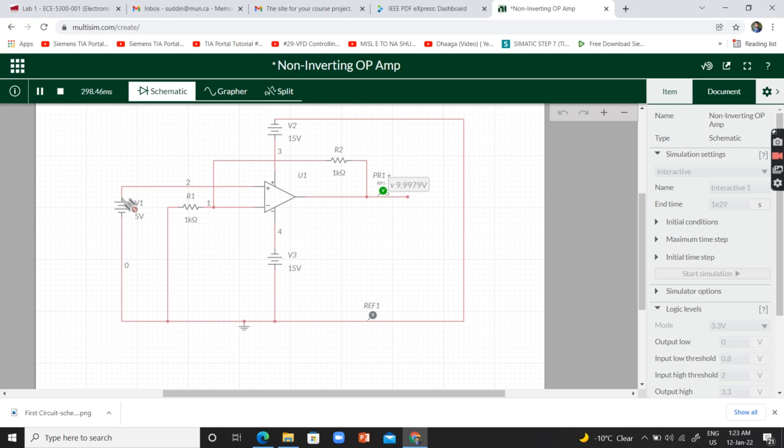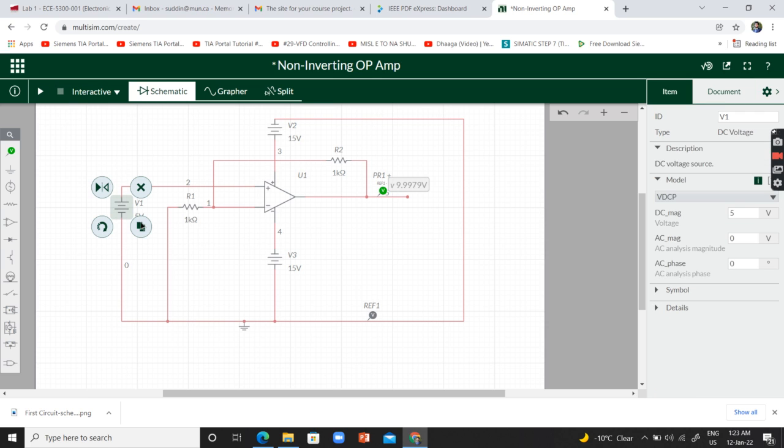Your input is 5 volts. You have a gain factor of 2, which means your output by theoretical calculation should be 10 volts. And it's giving you approximately near to that 10 volts, which is 9.97. Pretty good, right? The next thing that I'm going to do, I'm going to first stop the simulation. The next thing that I'm going to do is I'm going to make this 5 volts to 8 volts, I would say, right?